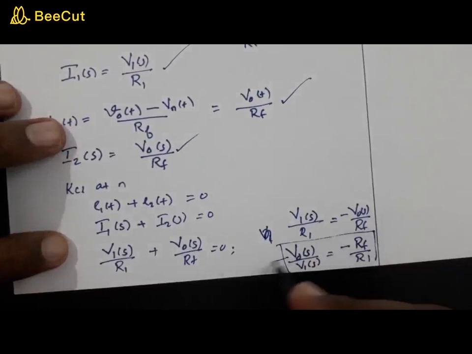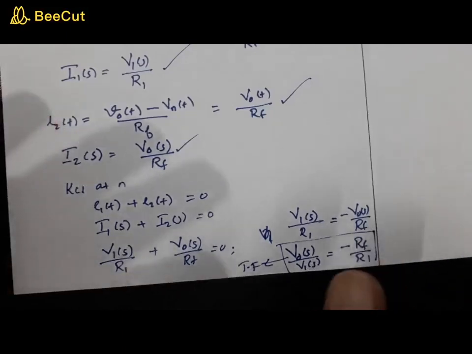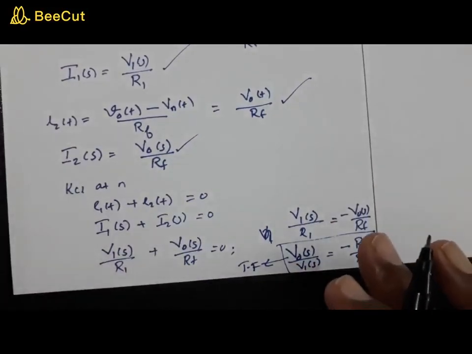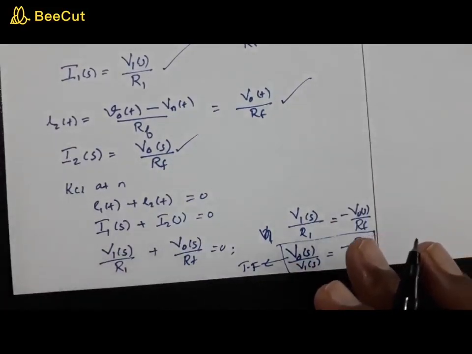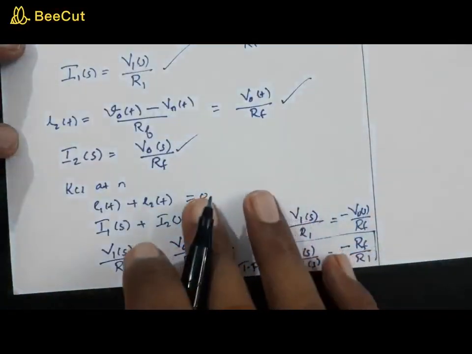So this is the transfer function, that is the Laplace transform of output to the Laplace transform of input. You might have studied this in the time domain. You have derived the same equation in the time domain in your LIC class. So this is the way it should be done.